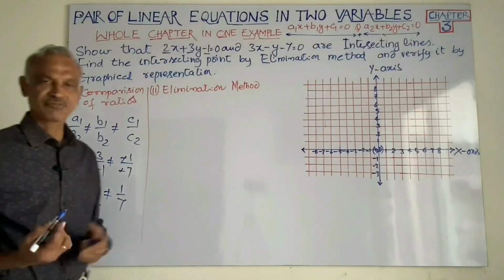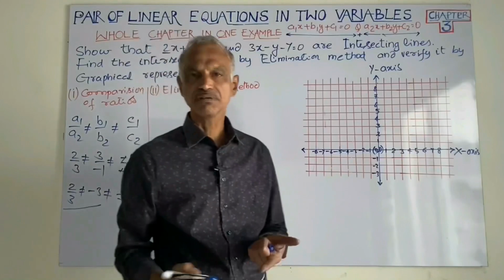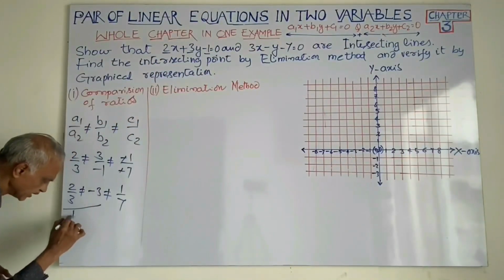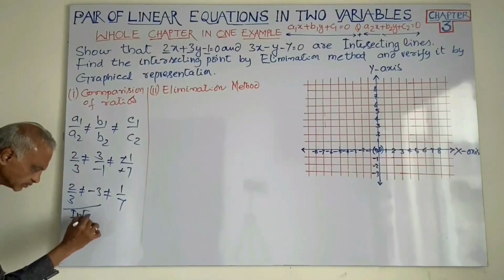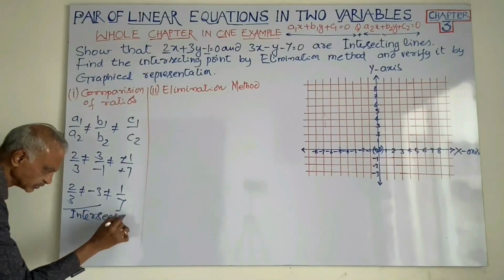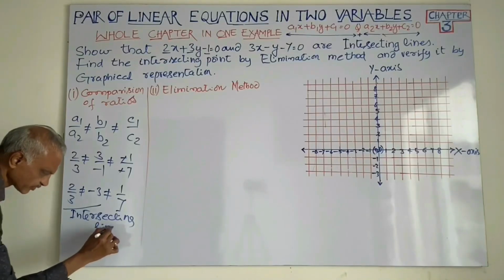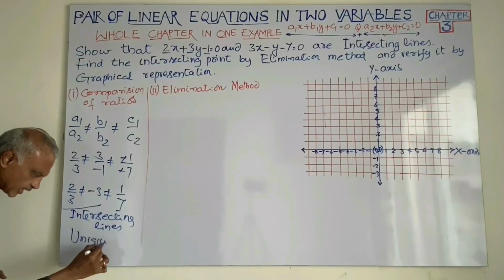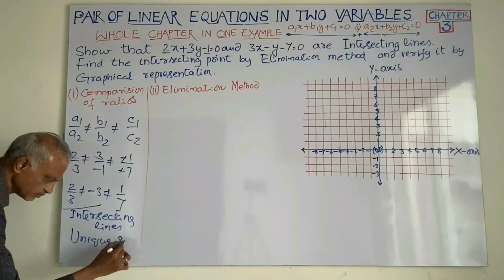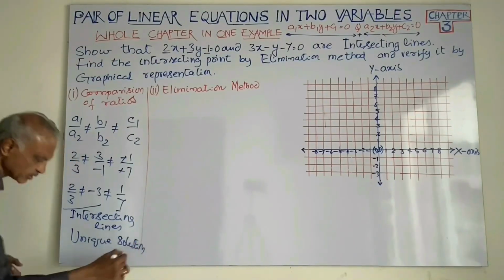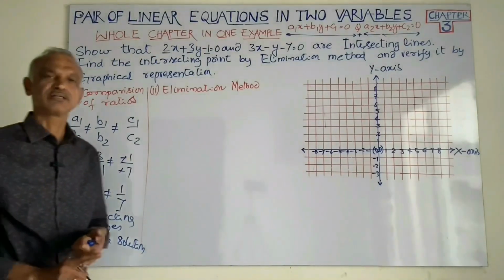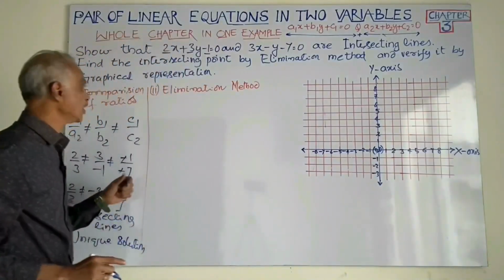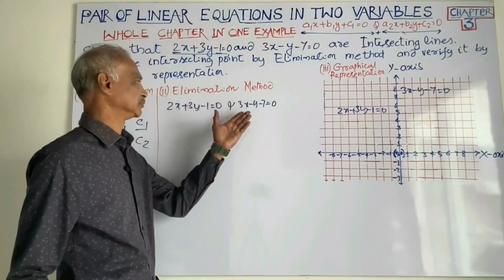If a1 by a2 is not equal to b1 by b2, then we can say they are intersecting lines. These are intersecting lines. Unique solution we have, you can immediately write unique, it will have a unique solution. The intersecting point, they intersect at only one point. Now we have the next, elimination method.